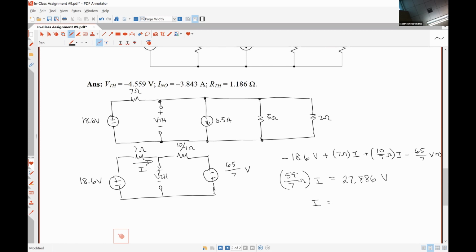Just to make sure, I'm going to do 7 plus 10 over 7, in case my mental math was incorrect, as it was with that thing. All right, 3.308 amps. Okay, so now that we know that current, what can we do? We find out the voltage drop over the resistors. So how would that be useful?